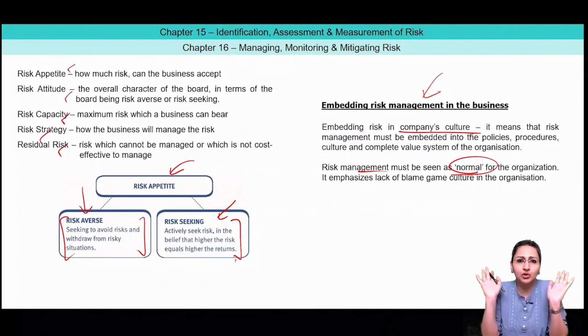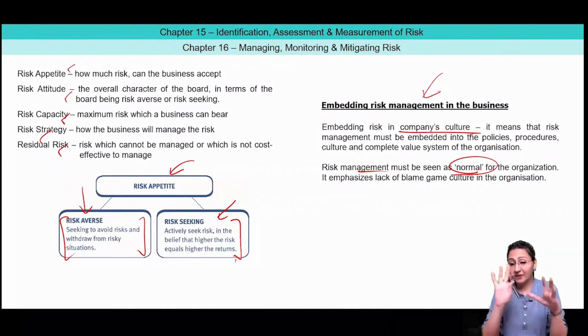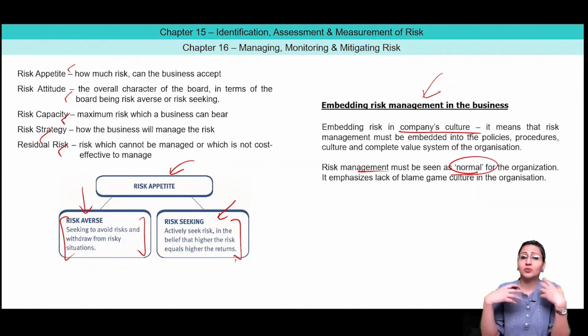No blame culture should be followed in the organization. People are usually afraid of telling about the risk or any fraud because they see that the blame is definitely going to come back on me. This blame game culture should be discouraged. People should be motivated to respond, to be alert on the risks faced by the organization.